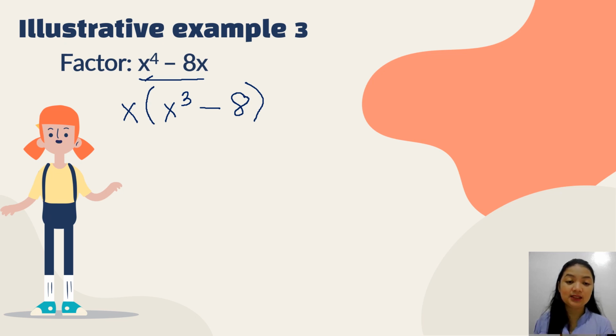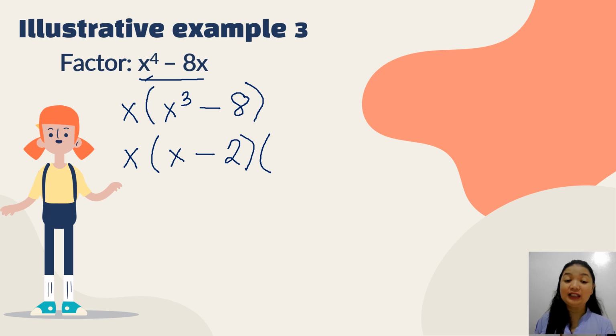Then since this is already a difference of two cubes, we can now get the factors by applying the pattern we discussed a while ago. So let us continue this one. First, minus the last. Cube root of x cubed, that is x. Cube root of 8, correct, 2.